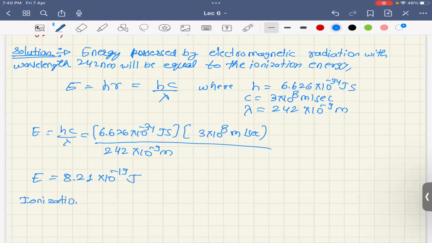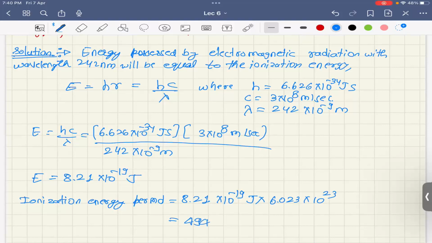So ionization energy per mole is equal to 8.21 × 10^-19 joule multiplied by the Avogadro number, which comes out to be 494 × 10^3 joules, which is nothing but 494 kilojoule per mole. So this is the answer.